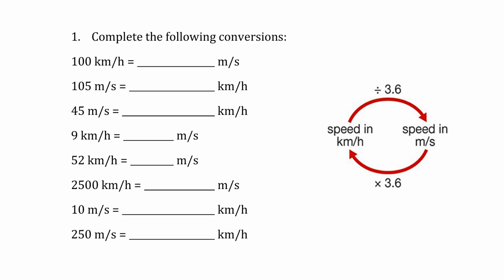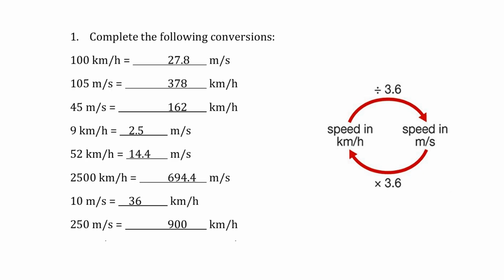How did you go? I'm sure some of you just kept going. But this is what you should have got. We can see that with the kilometers per hour, the number's always bigger than the meters per second. In order to go from a big number to a little number, you have to divide. In order to go from a little number to a big number, you have to multiply. Technically that's not correct, but it might help you remember how to do it. A kilometre is bigger than a metre, so you've got to multiply to go from metres to kilometres.